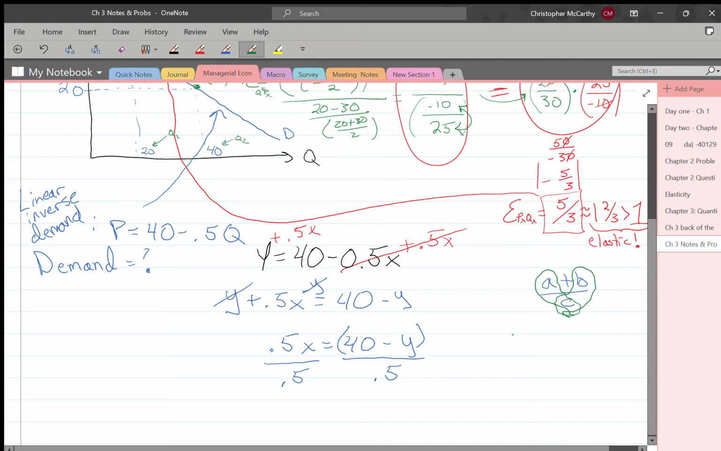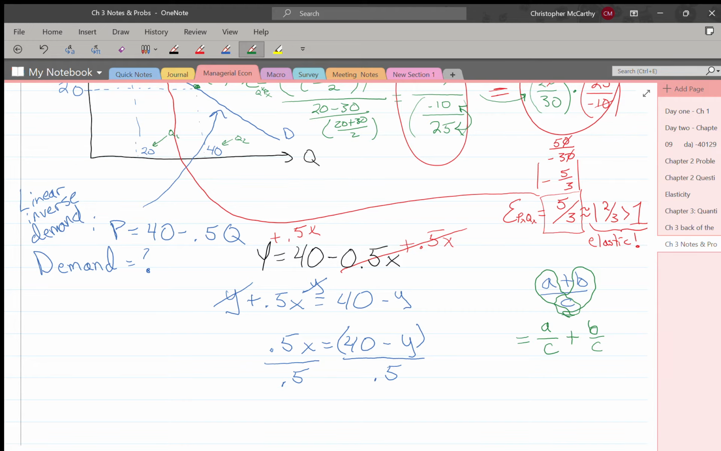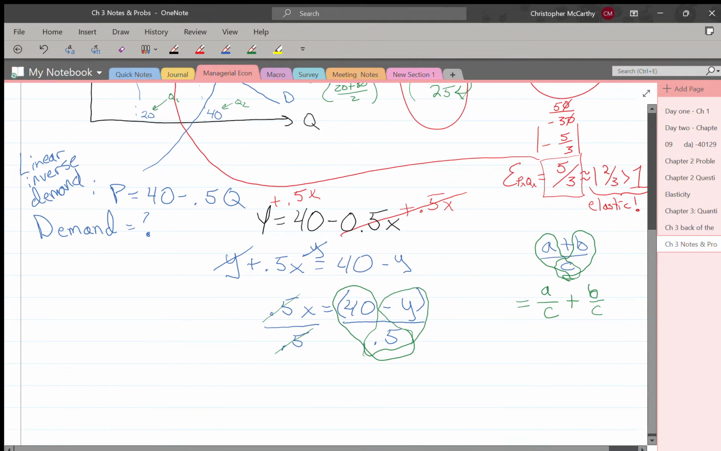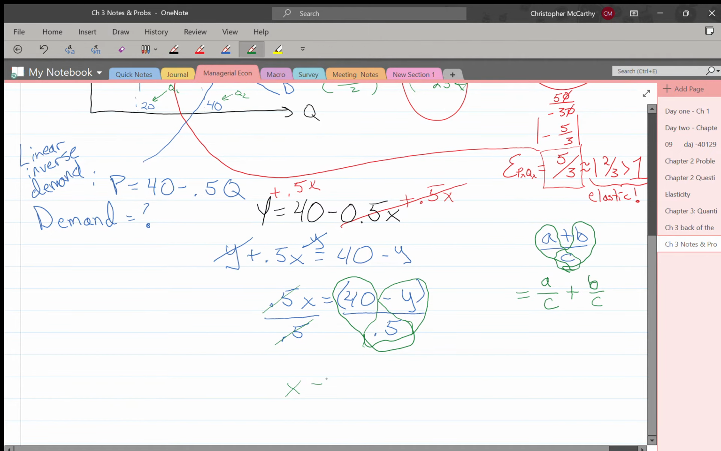So that equals a over c plus b over c. Just that's definitional. By definition, one of the properties of algebra. So in a similar way, we're going to take 40 divided by 0.5, and we're going to take negative y and divide it by 0.5. This 0.5 and 0.5 is going to cancel out. It's going to annihilate itself. We end up with x equals 40 divided by 0.5 minus 1 divided by 0.5 times y.